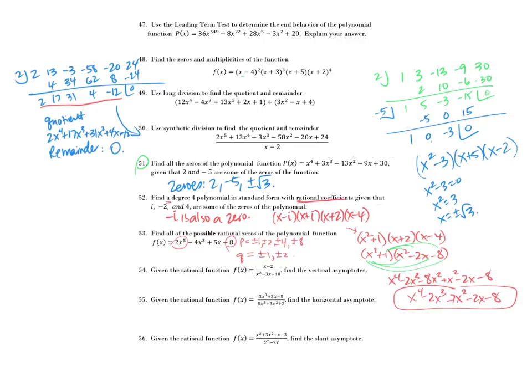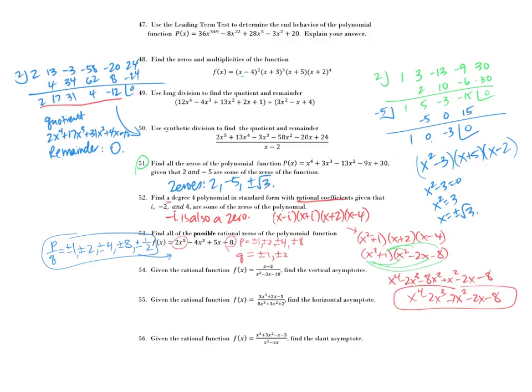So p over q would be plus or minus 1 over 1, plus or minus 2, plus or minus 4, and plus or minus 8. And also 1/2, 2 halves, 4 halves, and 8 halves. So 1/2 is something different. 2 halves is just 1, we already have that. 4 halves is 2, we already have that. And 8 halves is 4, we already have that. So these are all the possible rational roots.